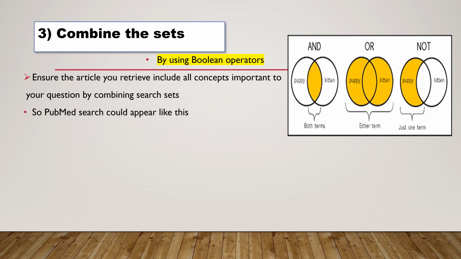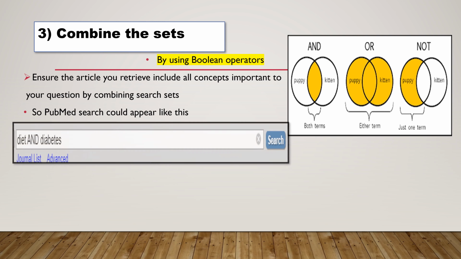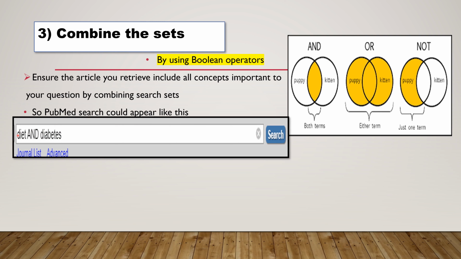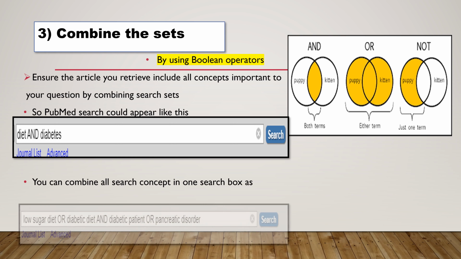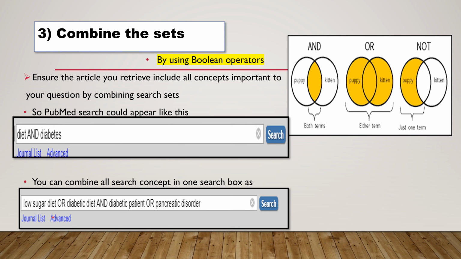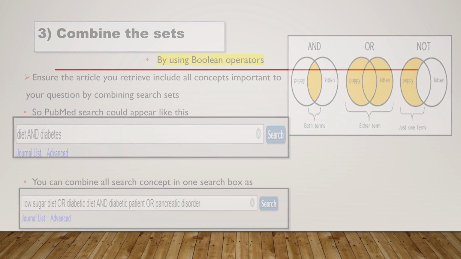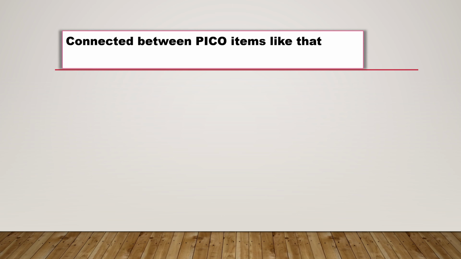So a PubMed search could appear like this. We search in the box with a string such as diet and diabetes. You can combine all search concepts in one search box, such as low sugar diet or diabetic diet and diabetic patient or pancreatic disorder, connecting between PICO items like that.